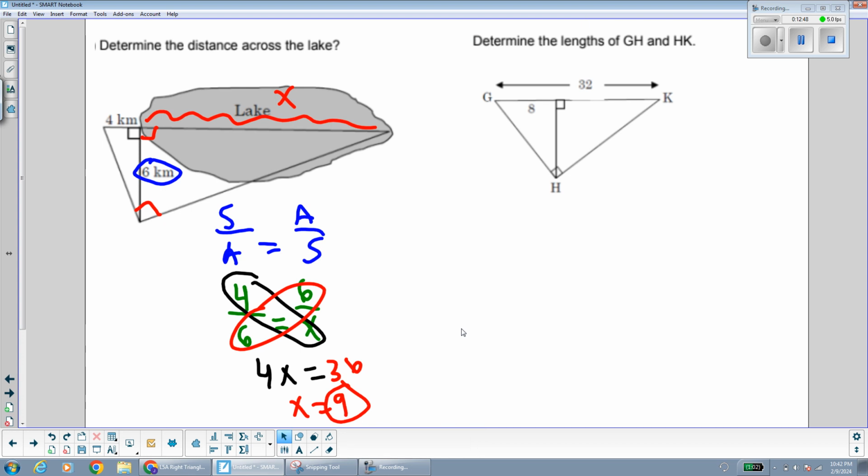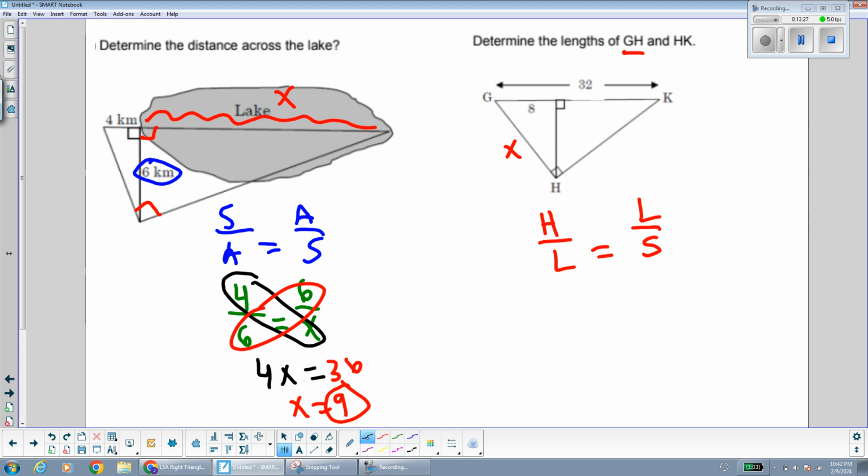It says determine the length of GH, HK. GH is a leg of the big right triangle. Remember, the hypotenuse is opposite from the 90-degree angle. So this 32 side, GK, is the hypotenuse. So that means GH and HK are both legs. Since I'm looking for a leg, and since I don't know anything about the altitude, this is going to be a hills situation rather than a SAS situation.